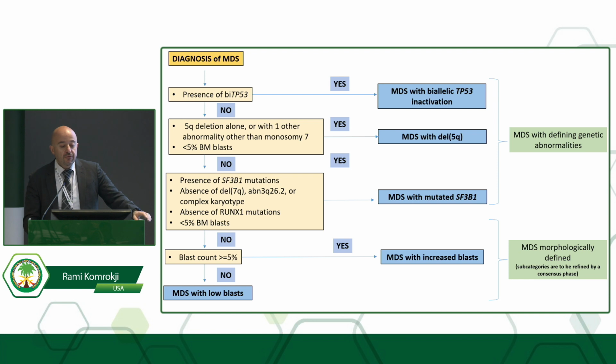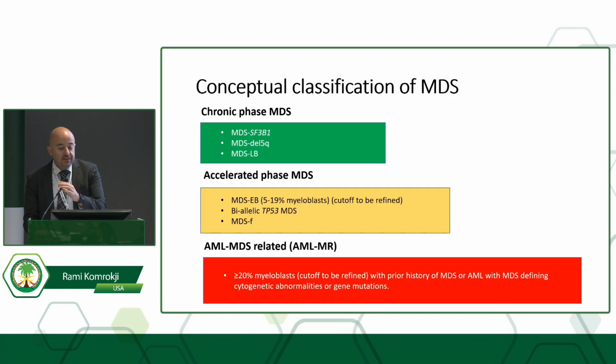So this is a way of thinking of how to diagnose and classify the MDS. I think we look at molecular markers first. If patients have biallelic P53, if the blasts are not increased, are they deletion 5q or SF3B1, and the rest is molecular classification. But this is my own version of how I think of classifying MDS.